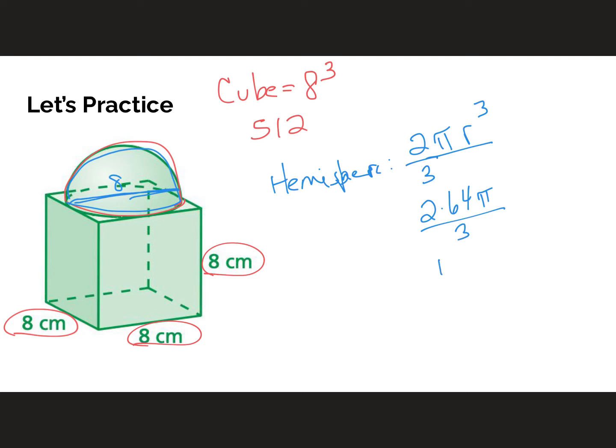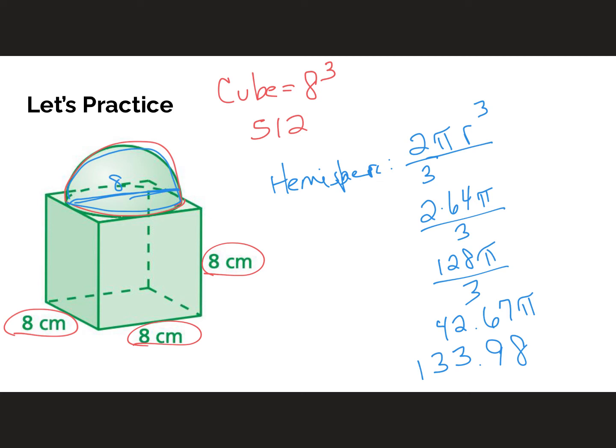2 times 64 is 128 pi divided by 3. 128 divided by 3 is 42.666666. We're going to multiply that. So I have 42.67 times pi, which we're going to do 3.14, gives me 133.98.